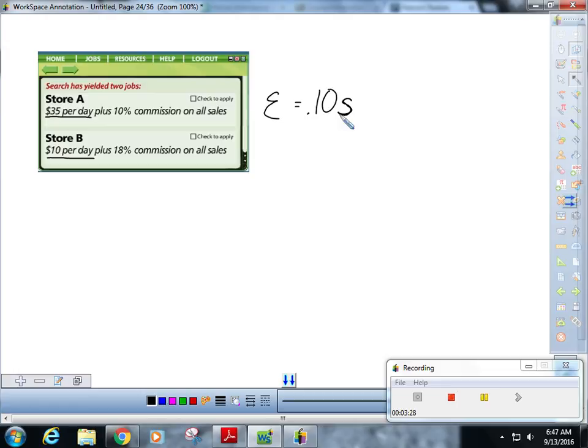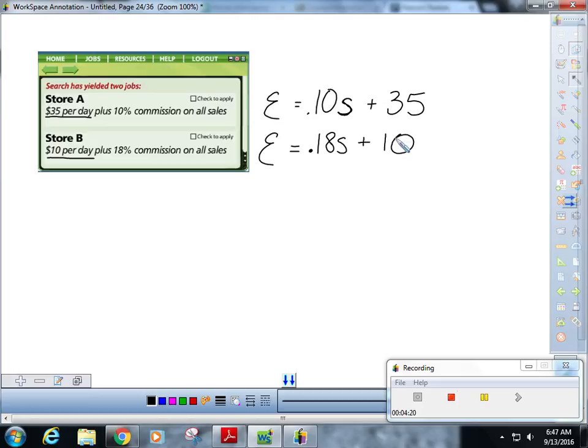So in store A, you get 10% of the sales plus this $35 daily stipend. And in store B, your earnings are equal to 18% of your sales, but you only get a $10 a day stipend.